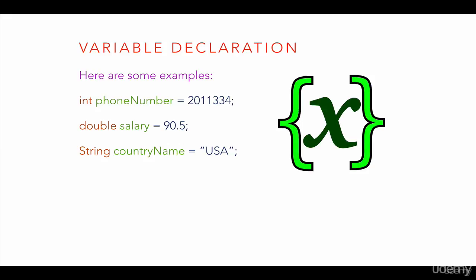Okay, int phoneNumber, and then I am assigning a number to it, and the second variable is double salary. As you can see, I am assigning a fractional value to my variable because its data type is double. Okay, for a string, countryName, I am first writing quotes, and in between the quotes I am writing my country name, for example, USA, United States of America. Okay, that's it.